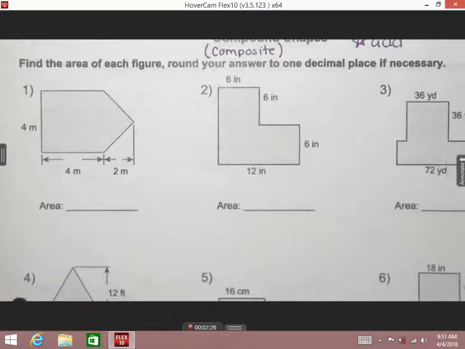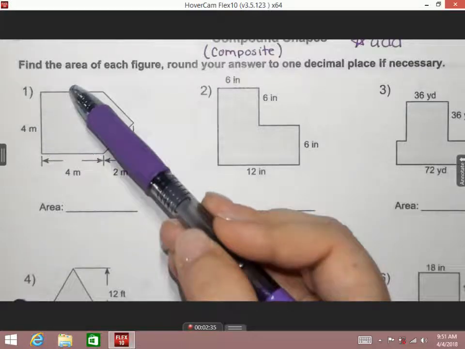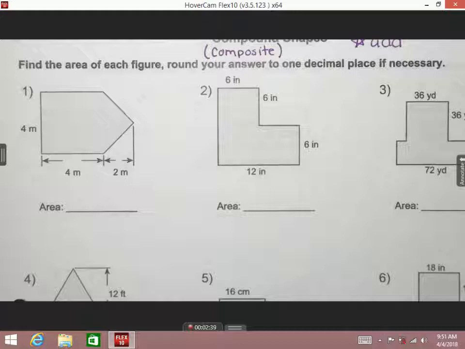For number 1, if I look at this, some people want to say it's a trapezoid. How many sides does this shape have? 1, 2, 3, 4, 5. It has 5 sides. That is not a trapezoid if it has 5 sides. Now, do we have a formula that tells us how to find the area of a 5-sided shape, a pentagon? No. So what we're going to have to do is split this up into shapes that we do know.